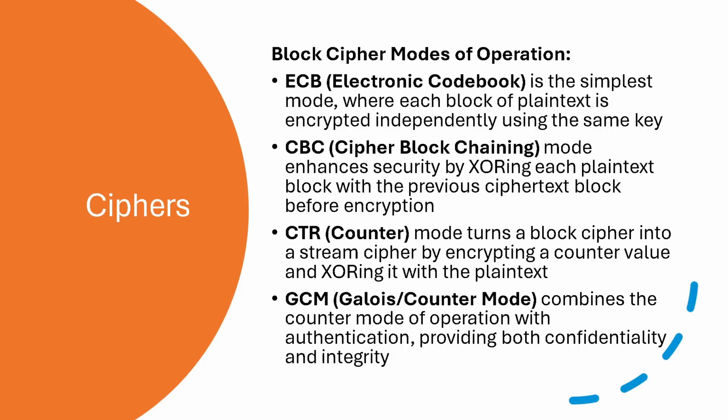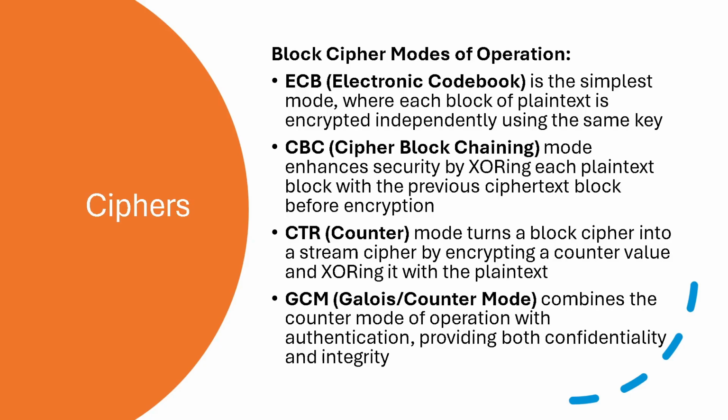Block cipher modes of operation. ECB, or electronic codebook, is the simplest mode where each block of plaintext is encrypted independently using the same key. It is easy to implement and parallelize, but identical plaintext blocks produce identical ciphertext blocks, making it vulnerable to pattern analysis.